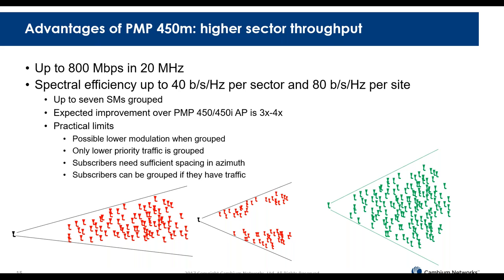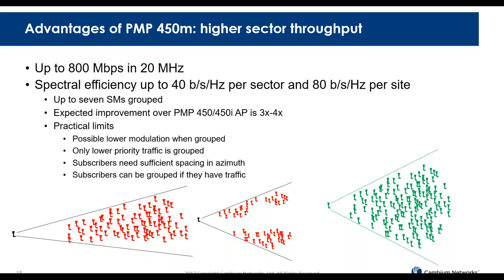So obviously this is a great advantage because the higher sector throughput is the first thing we're looking for in an access point. The reason why we can have such a good throughput is because we can group up to 7 subscribers at the same time. However, these figures are not equal to 7 times the throughput that you would normally have with a traditional 2x2 access point like the PMP450 or 450i. The expected improvement when using a 450M AP is in the range of 3 to 4 times. So why don't we get that 7x multiplier? Well, there are some practical limitations.